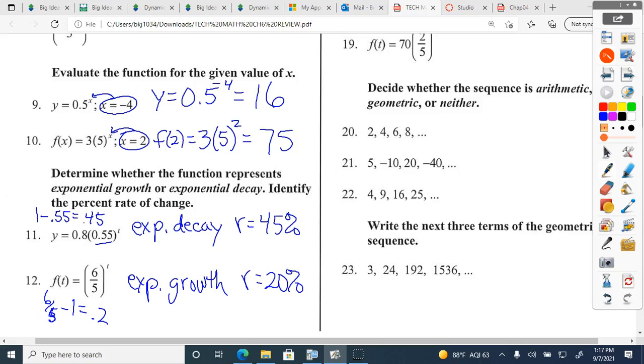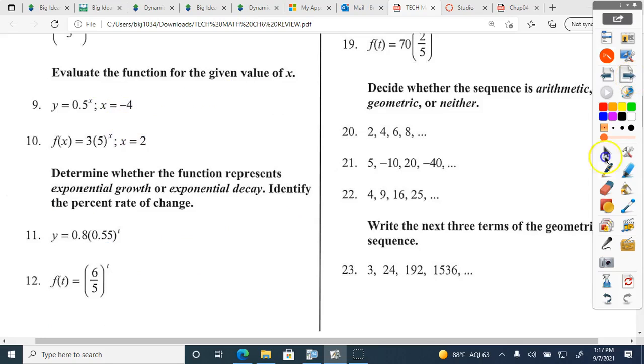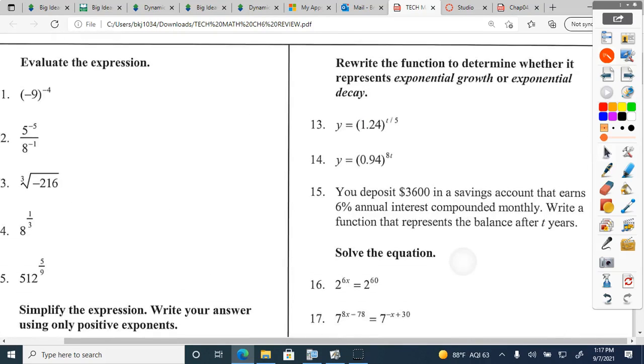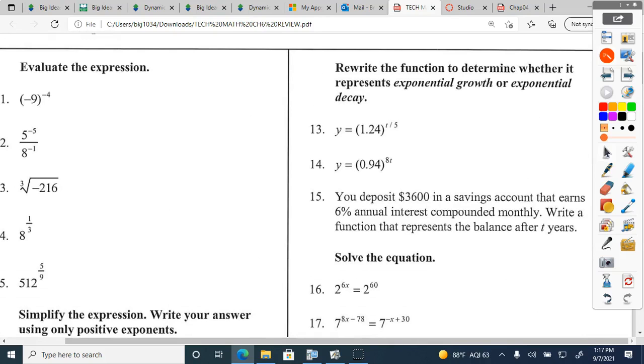13 and 14. We are doing the same thing with one little exception. It says to what? And some of you didn't do this on the original test. What's it say to do first? Rewrite the function. Okay? So you have to rewrite it, whether you know it's decay or growth or not, you have to rewrite it first. So what are we going to do with this 1/5? Where do we need to put it? Inside. So I need to say, okay, this is 1.24 to the 1/5 power to the t power.